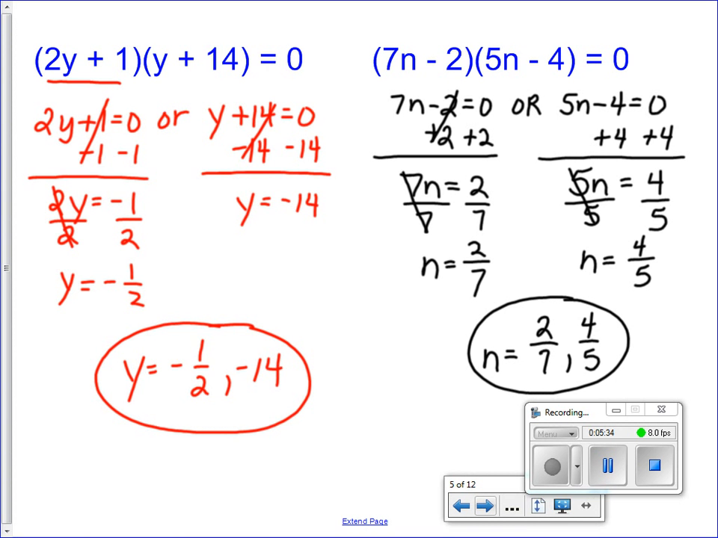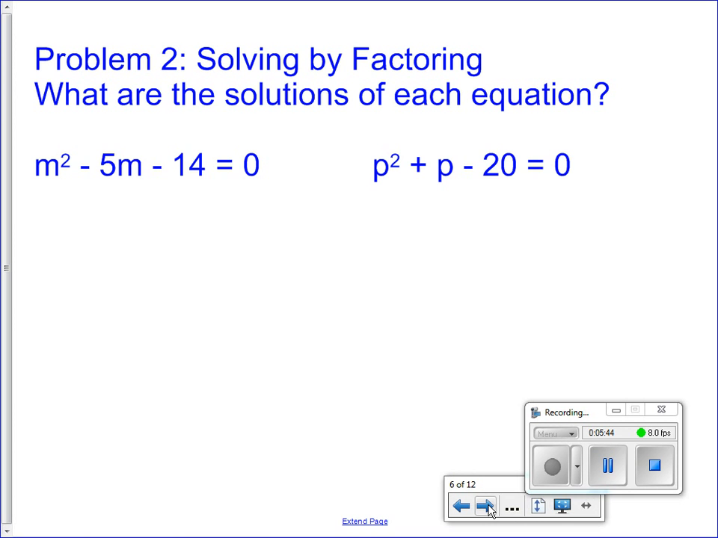They would be the x-intercepts of the graph, and they're also known as the zeros of the function. All right, problem 2. Now we're going to do the factoring. This takes us back to chapter 8, where we were factoring trinomials, and these are all quadratic equations.